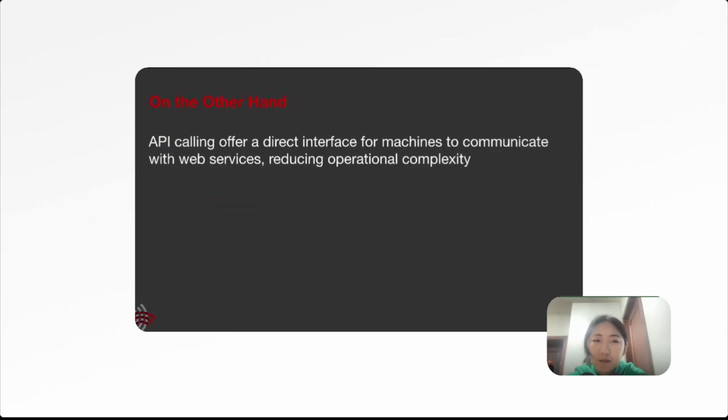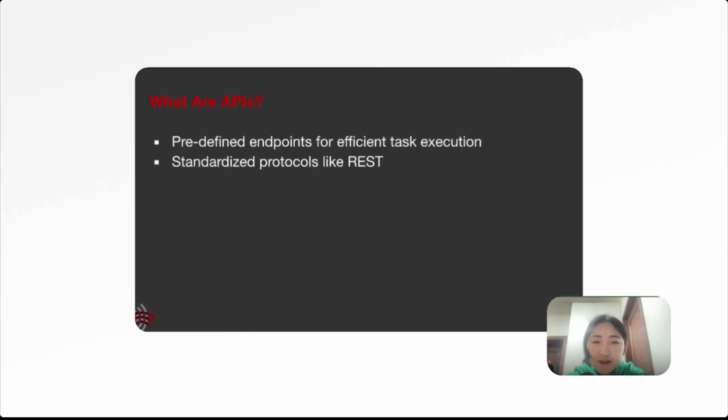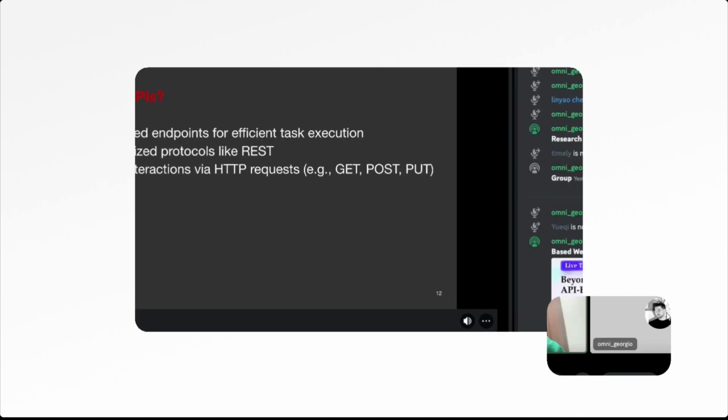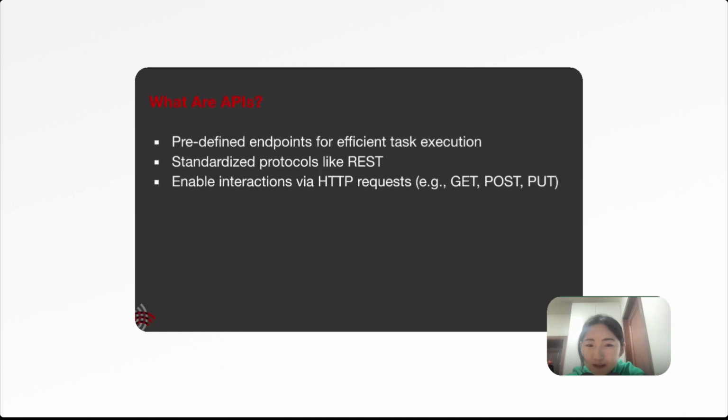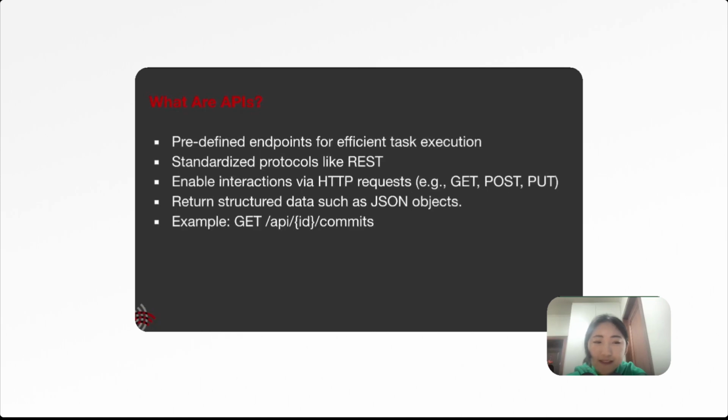On the other hand, the API calling approach offers a direct interface for machines to communicate with web services, which can reduce operational complexity. I know many people are already familiar with the concept of APIs, but let me just give a brief introduction. APIs are predefined endpoints for efficient task completion. They use standard protocols like REST. They enable interactions via HTTP requests like GET, POST, and PUT, and return structured data such as JSON objects.